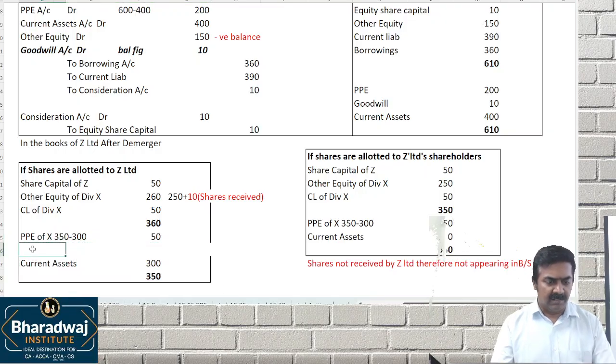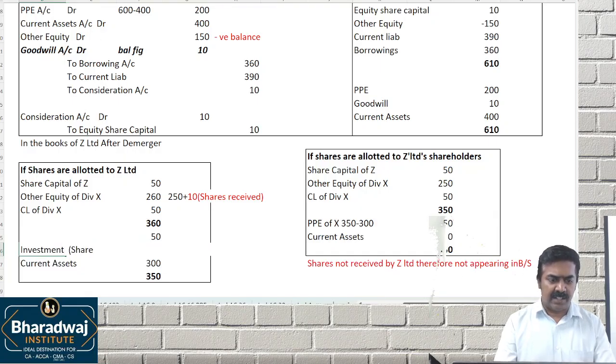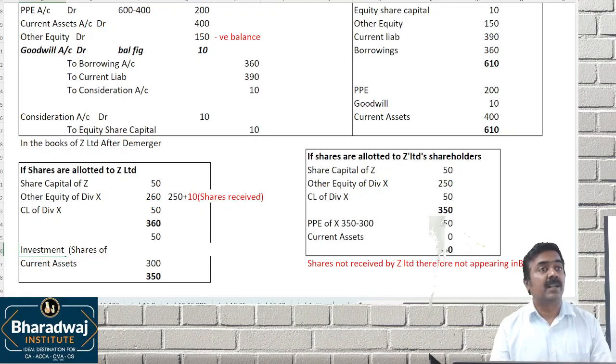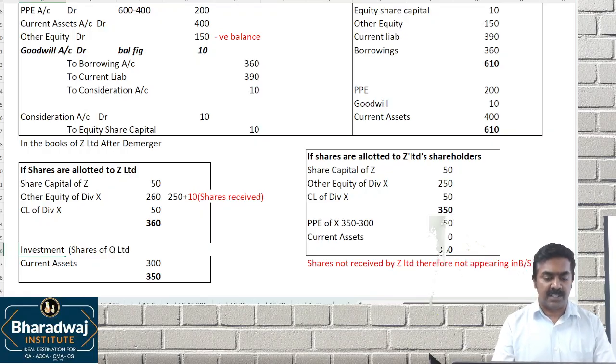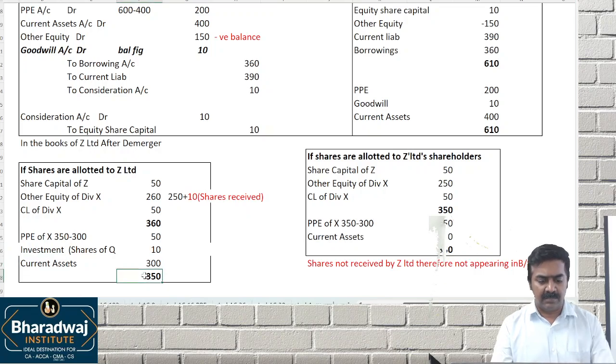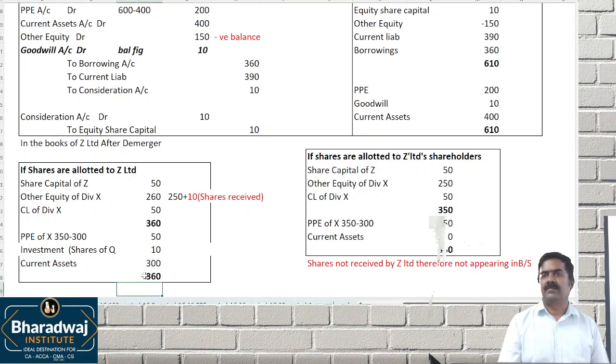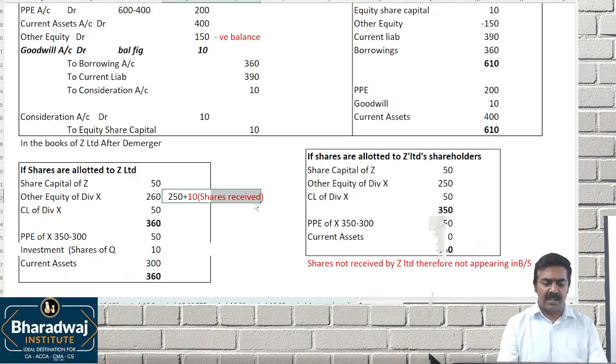Okay, investment is nothing but shares of which company? Q Limited. Shares allotted to us will be appearing as investment 10. It will become 360. The shares received is included in which one? Other equity, and the share is nothing but shown as which one? Investment.